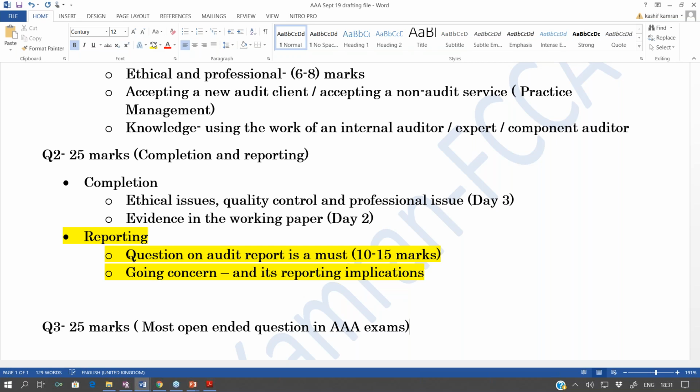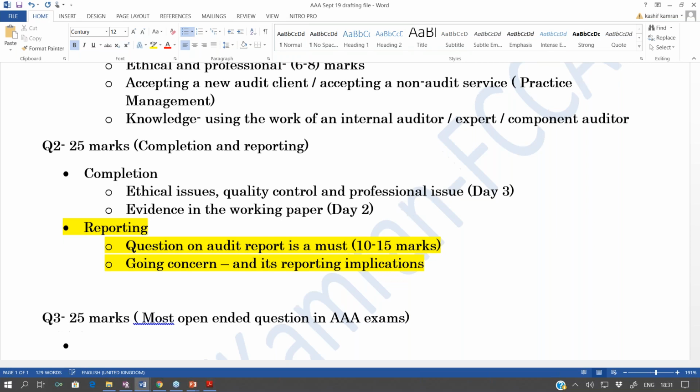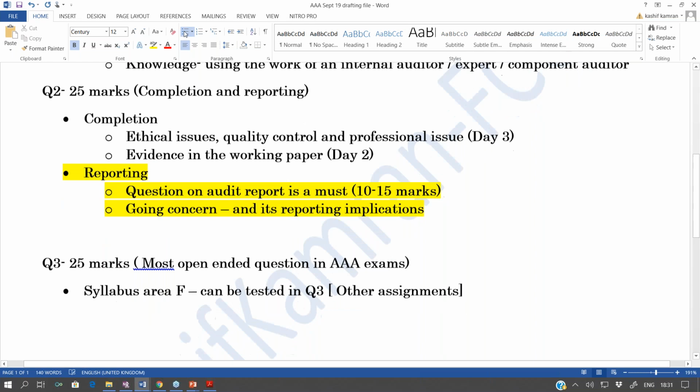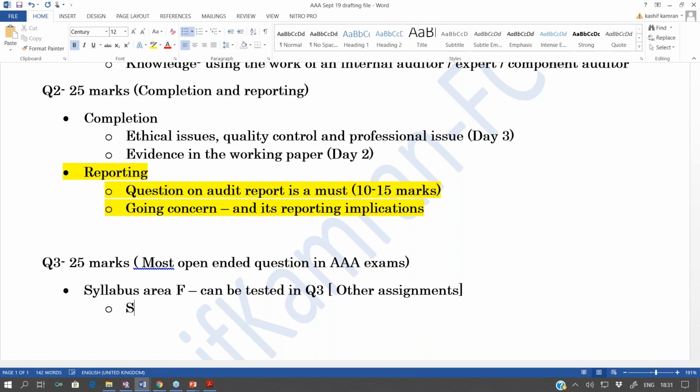But one thing is good, that the examiner says syllabus area F can be tested in question three. That is the other assignments. Now, interestingly, that has happened. When you look at the September 18 exams, the examiner tested syllabus area F, and the examiner gave a question on review of prospective financial information.